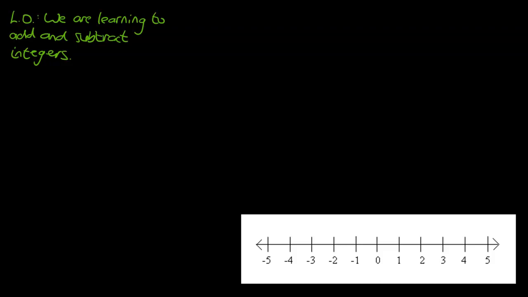Today's learning objective is in green and we are learning to add and subtract integers. The key word from the learning objective that we need to be aware of is that word integers. And that really refers to any whole number. So any whole number, and that number can be positive or it can be negative as well.